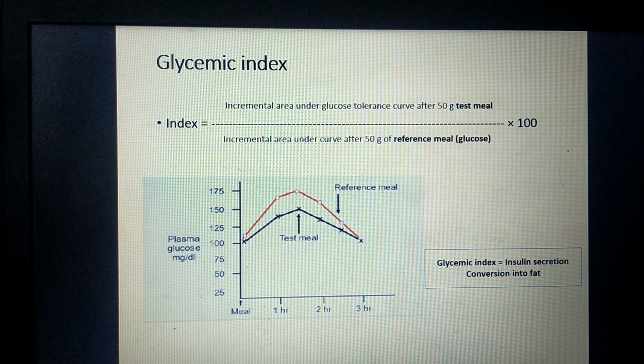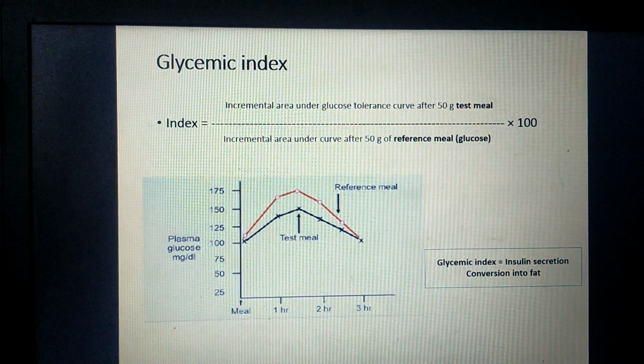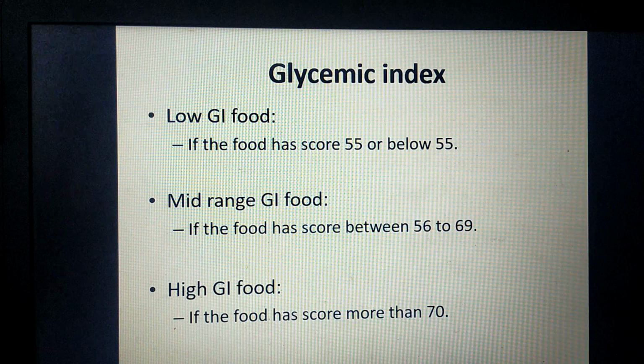If the lower graph is close to the reference graph, then the food item is considered to have a high glycemic index. If the test meal graph, or lower graph, is away from the upper graph, then the food item is considered to have a low glycemic index. Again, I have told you glycemic index is directly proportional to insulin secretion and fat synthesis. Now this is about the glycemic index.